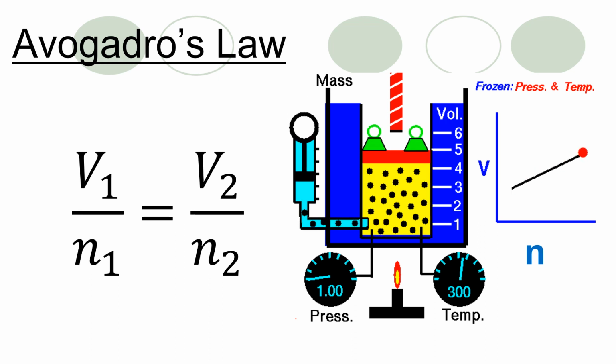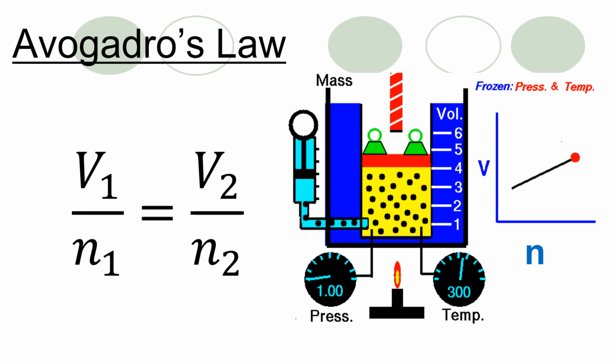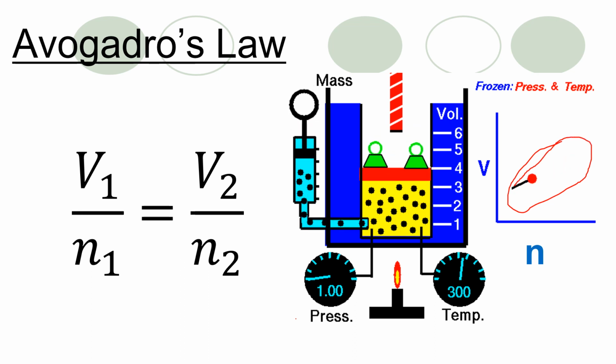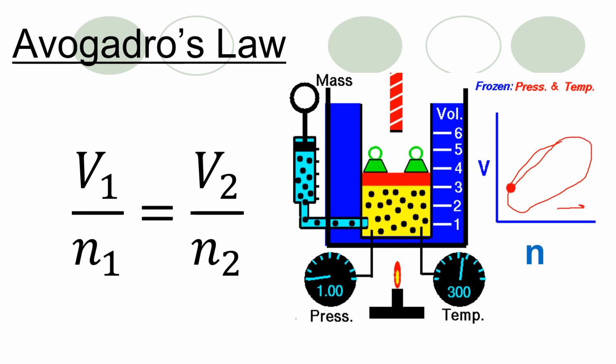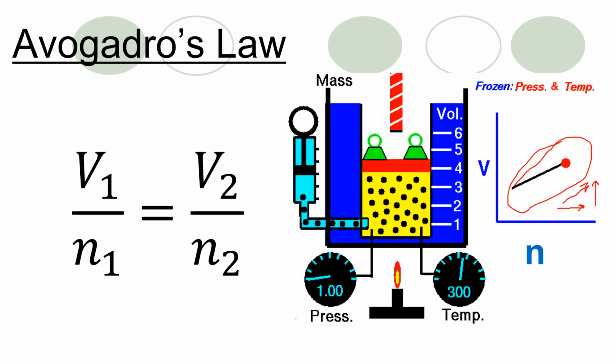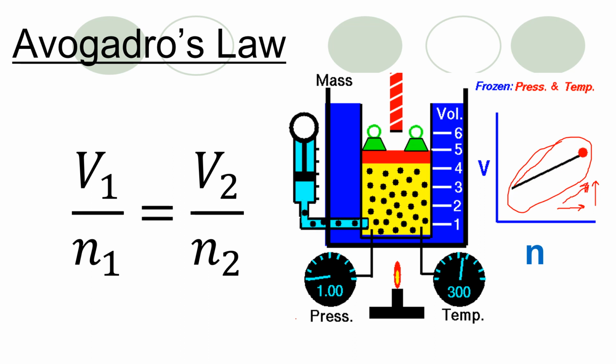And when we do that, we see again that we have this linear relationship here, where as the moles go up, we're also increasing the volume. So this is a direct relationship right here. The hypotenuse of this triangle is a direct relationship.